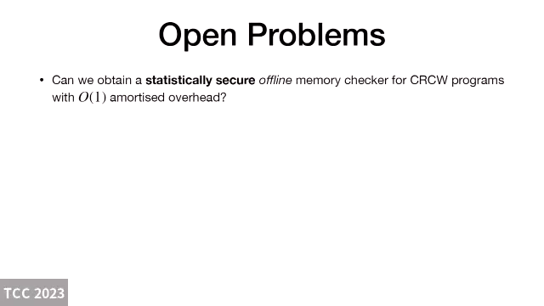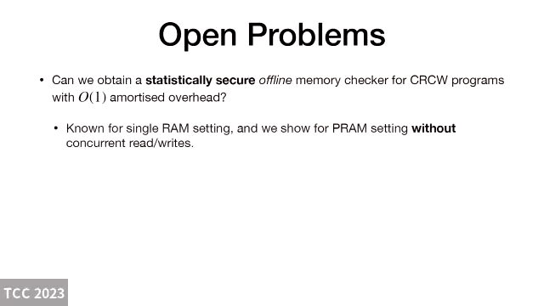Again, to motivate this, before I mentioned there was a spoofing attack, and that seemed to be the main reason why we needed authentication. So at least in the single RAM setting, or in the PRAM setting without any concurrent reads or writes, we know how to achieve this. But I don't know how to get this in the case where there are concurrent reads and concurrent writes.